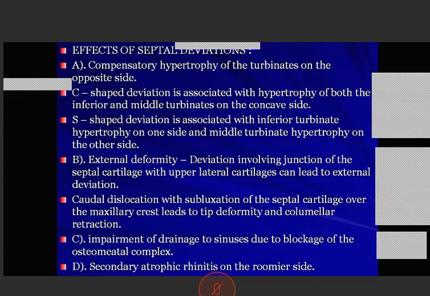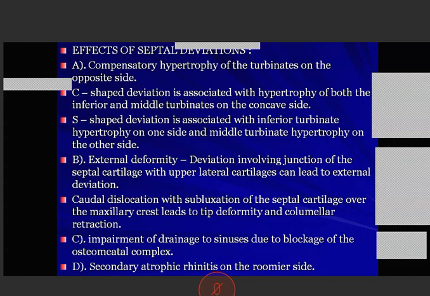Then next, the other effect is an impairment of drainage of the sinuses due to blockage of the osteomeatal complex. As we told, the deviated nasal septum may lead to recurrent rhinitis, which leads to edema of the mucosa, leading to blockage of the natural ostia of the sinuses, which leads to stagnation of the secretions in the sinuses, leading to inflammation of the sinuses, which is nothing but sinusitis. Or a spur may be causing a blockage of the ostium, leading to stagnation of the secretion in the sinuses.